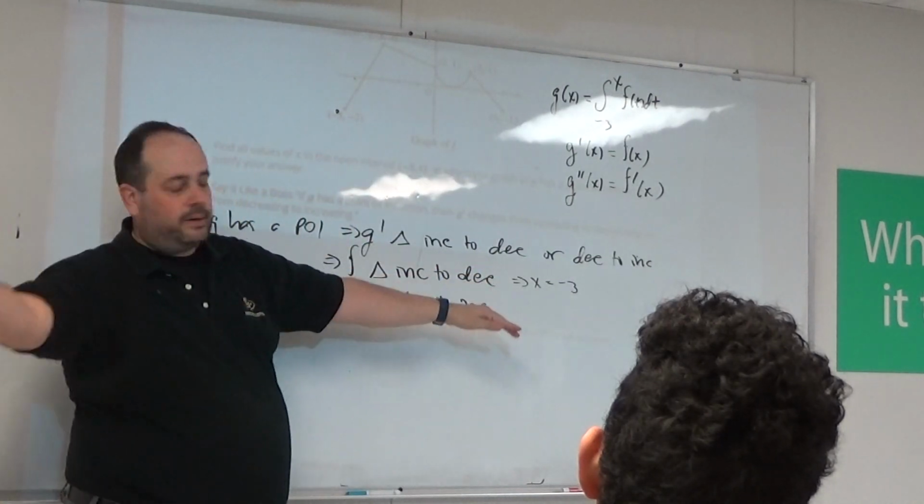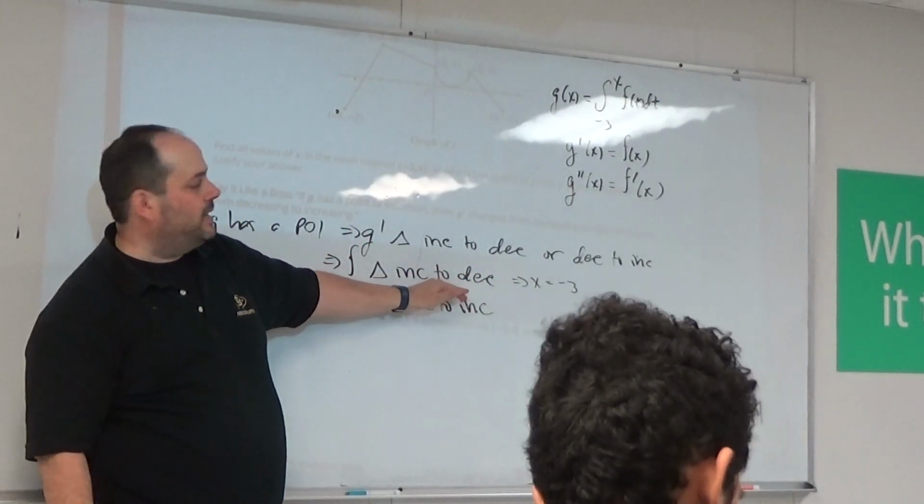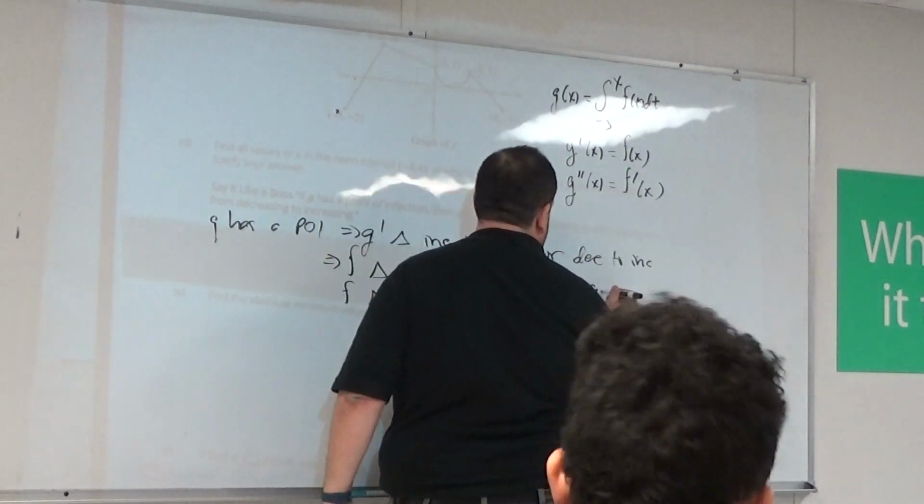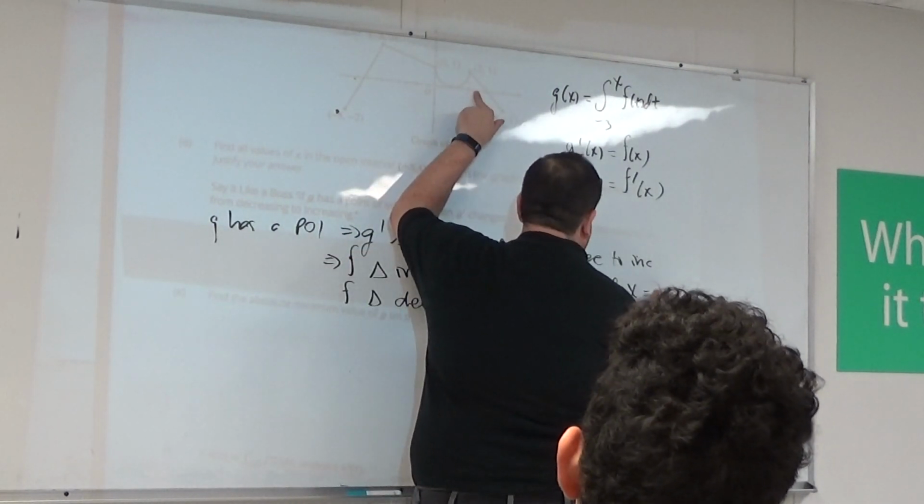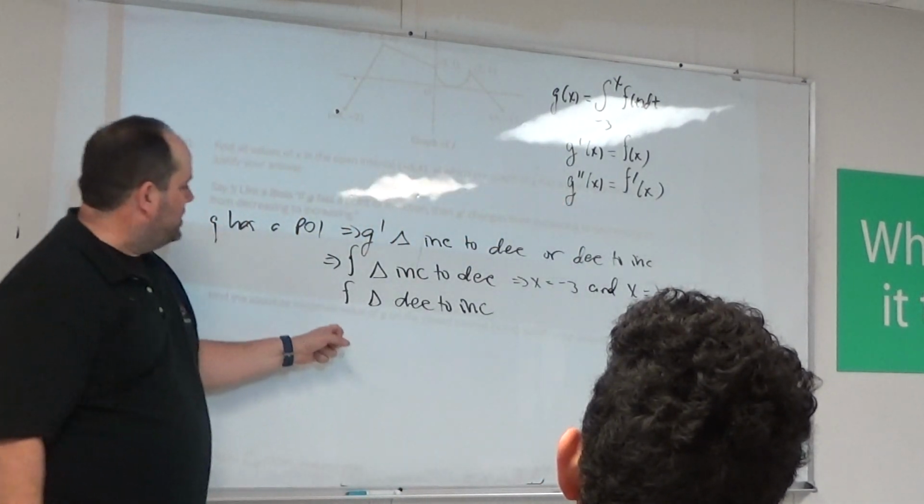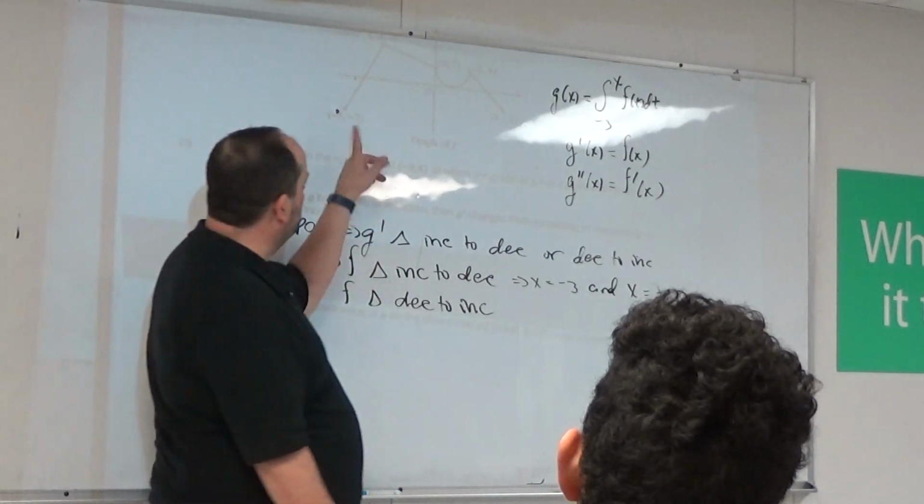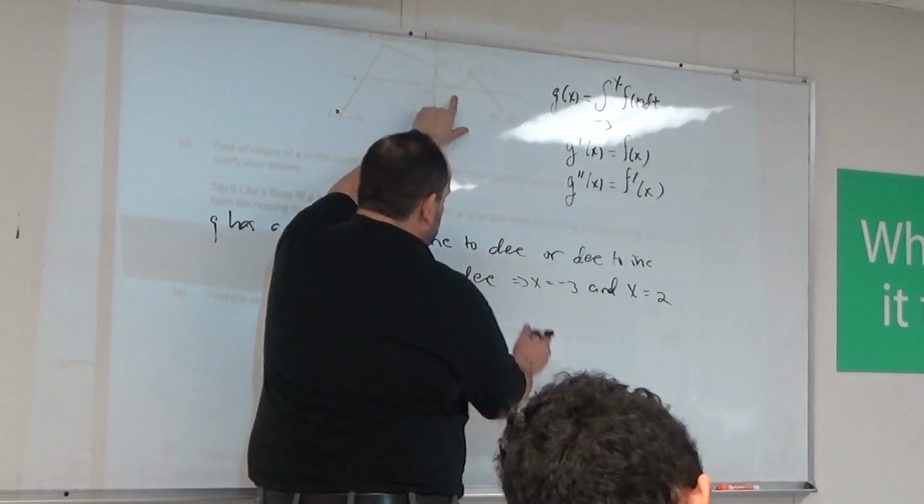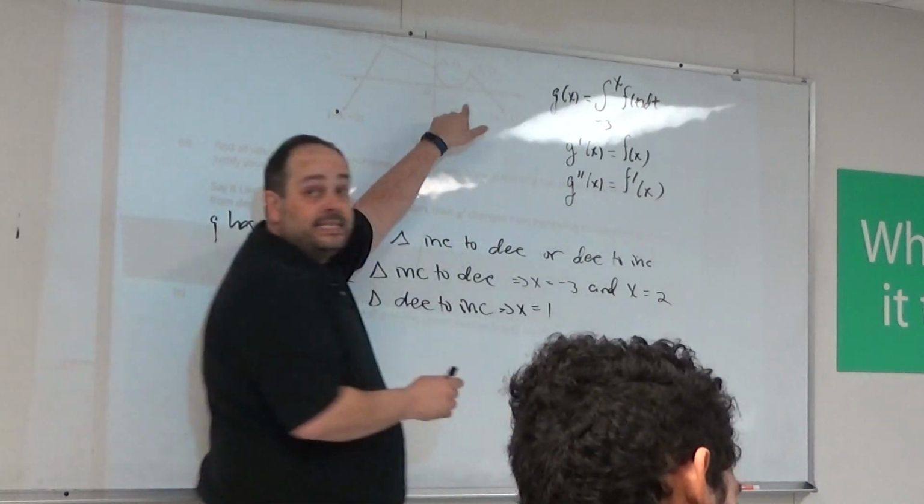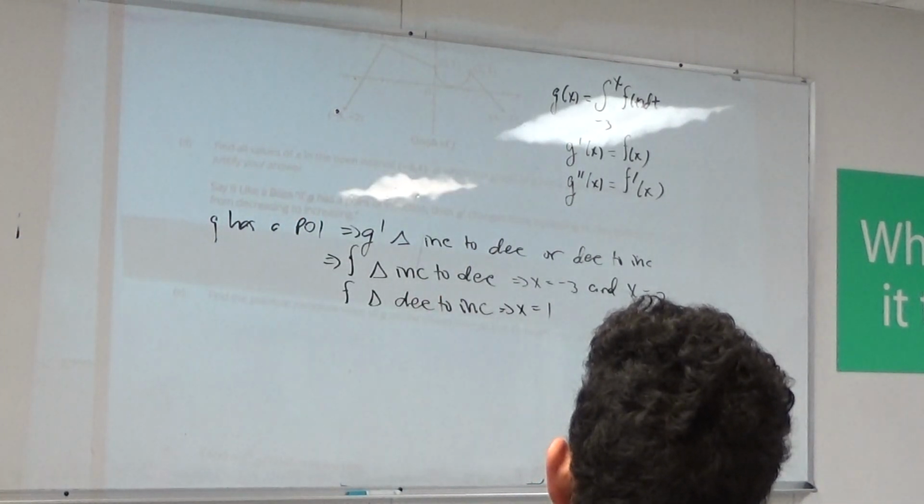Okay, I know what you're doing. Focus on this part, the change from increasing to decreasing, x equals -3 and x equals 2. Where's that change from decreasing to increasing? X equals 1. Done. That's where that change happens.